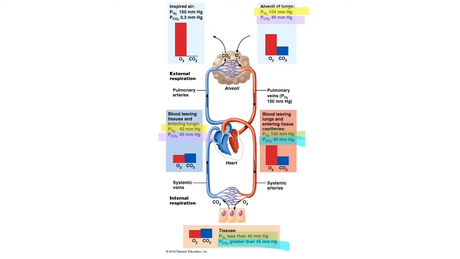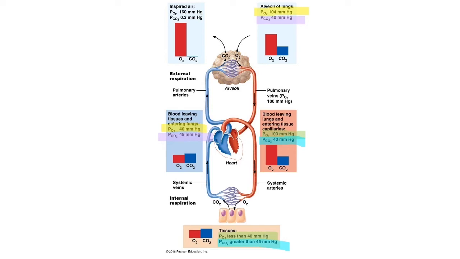Let's look at the oxygen diffusion at the tissue levels. Notice that in the systemic capillaries, the partial pressure of oxygen is 100 millimeters of mercury, compared to a partial pressure of only 40 millimeters of mercury in the tissues. Oxygen will leave systemic capillaries and go into the tissues along the partial pressure gradient.